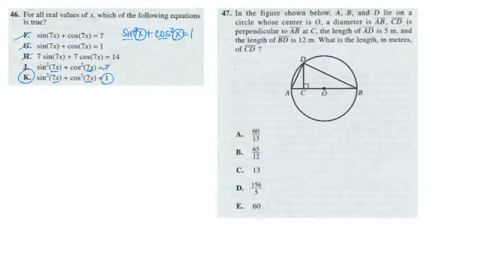On number 47, it'd be a good idea to go ahead and label what they've given us, which is telling us AD is 5 meters. So AD is over here. That's going to be 5 meters. And then the length of BD is 12.